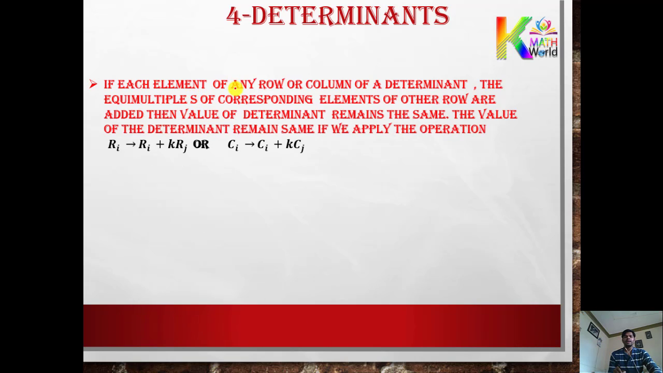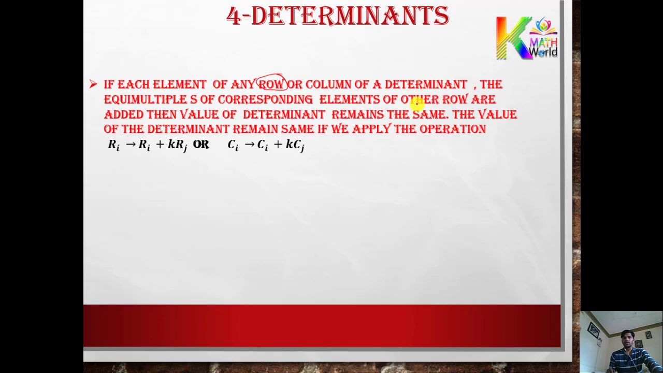Okay, if each element of any row or column of a determinant... right now we discuss only rows, not columns. So if each element of any row of a determinant, the equimultiples of the corresponding elements of another row are added, then the value of the determinant remains the same.